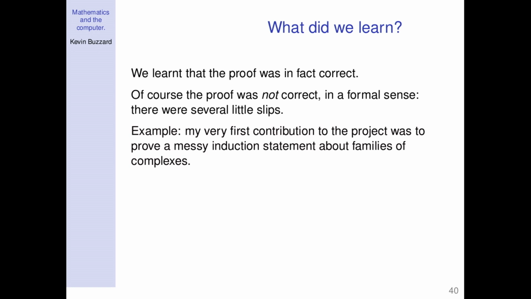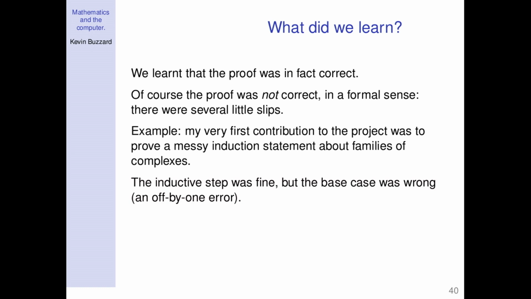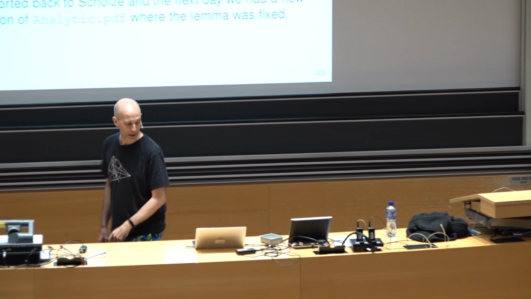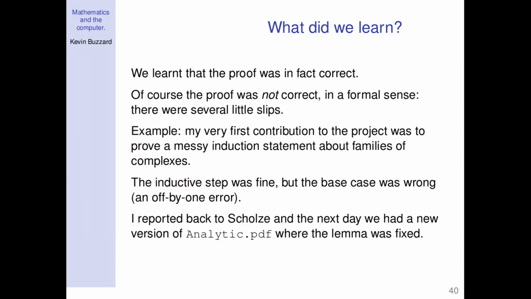In fact, the first slip I found was the very first day I started on this project. I wanted to prove some technical induction statement. And the inductive step was fine, but the base case was wrong. And the base case being wrong is really common in mathematics, much more common than you think. Check the base case. The base case was wrong, and so the entire proof had to be rewritten, 50% of the J's had to become J plus 1s. And that's not my problem, that's Peter's problem. But you told Peter, and a day later it had all been fixed.